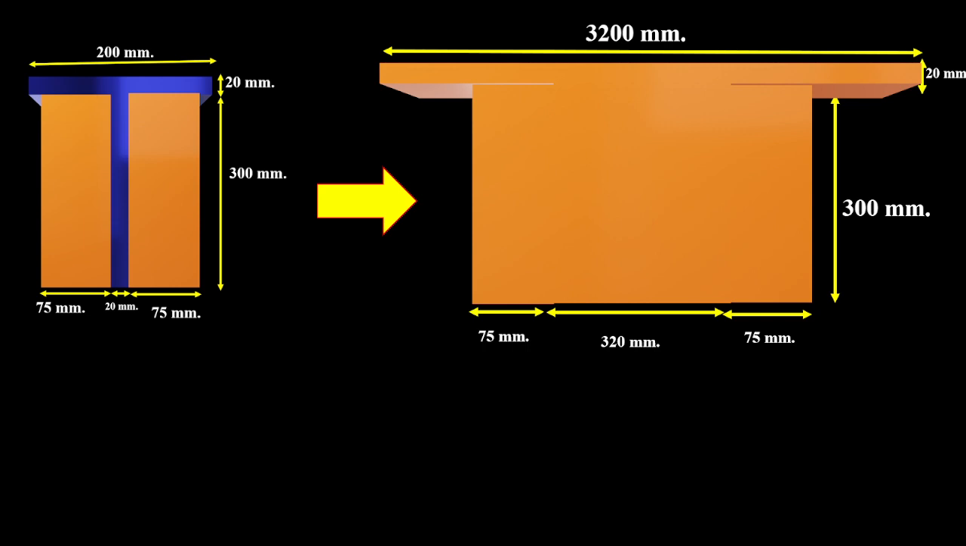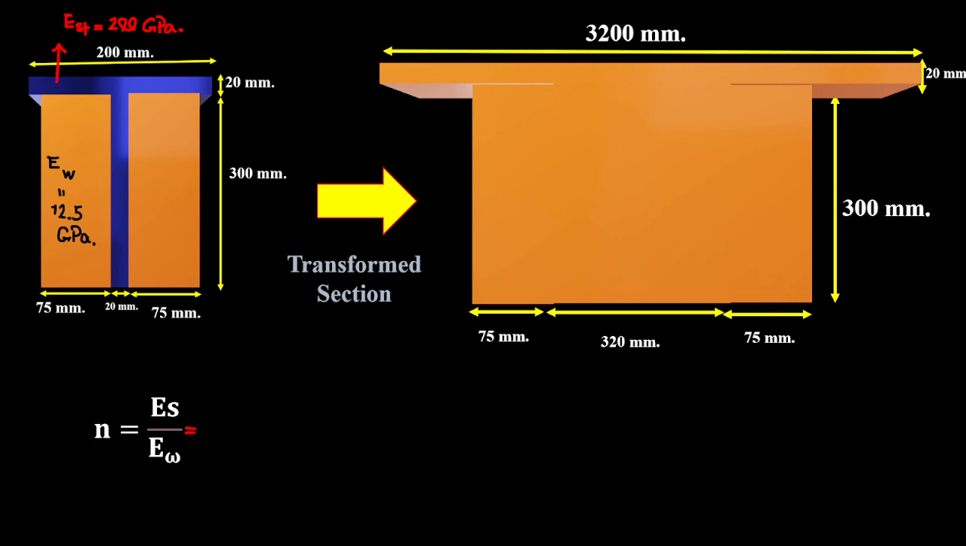The very first thing we need to do in such problems is to convert the entire section to a uniform section. For example, we convert the steel to wood. Then we have a transformed section that consists entirely of wood with new dimensions. To do that, we apply n, which is the modulus of elasticity of the higher material over the lower material. So n is E_s over E_w, which is 200 over 12.5.